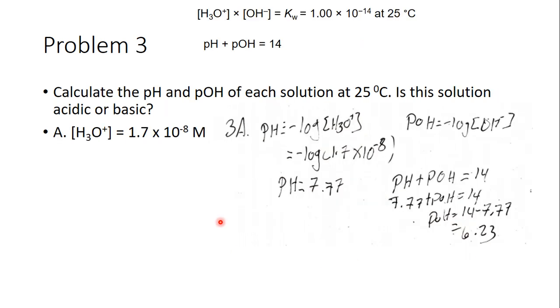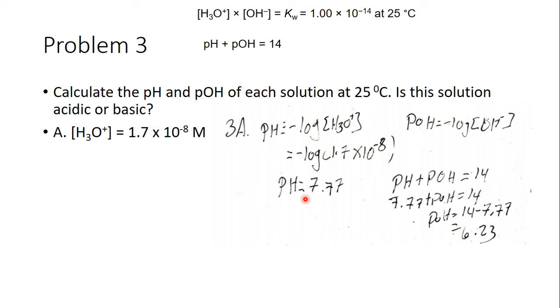Alright, so let's get to the idea of pH plus pOH. I want to calculate the pH and pOH of a solution if my hydronium concentration is 1.7 times 10 to the minus 8. What the P in pH and pOH means is minus log. So pH equals minus log H3O plus concentration. I'm given the concentration, so in your calculator you would type minus sign, log, concentration. When you do that, you should get 7.77.